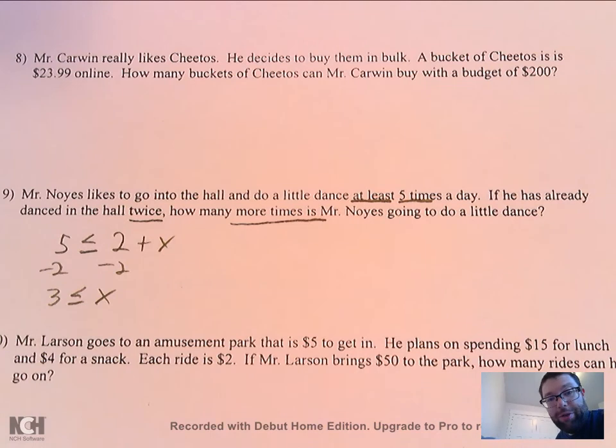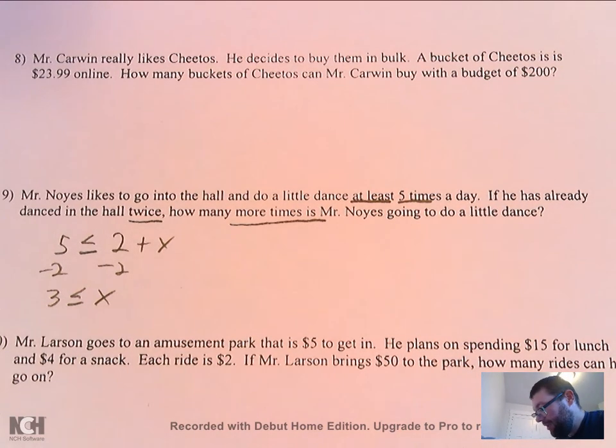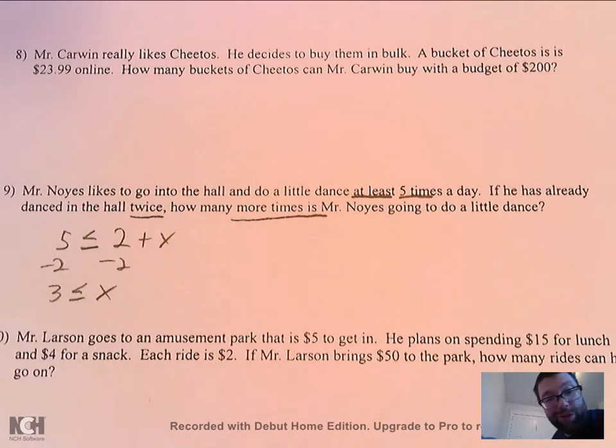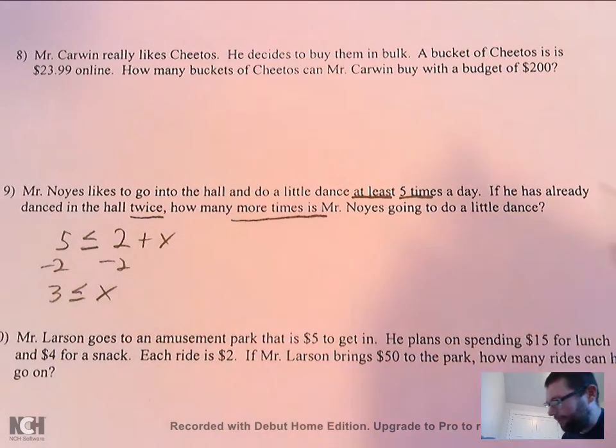Now, could he do 4 more dances? Sure. Could he do 10 more dances? Sure. Could he do 1,000 more dances? Well, that's a lot of little dances. But sure. I think he'd probably be dancing all day. But that's perfectly possible, right?